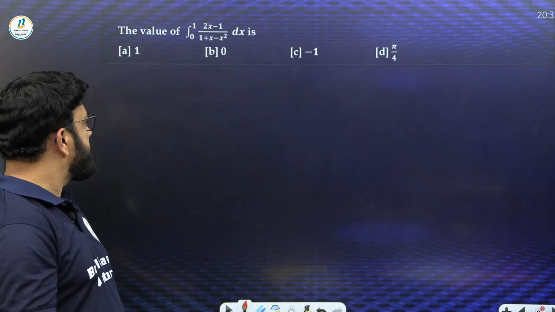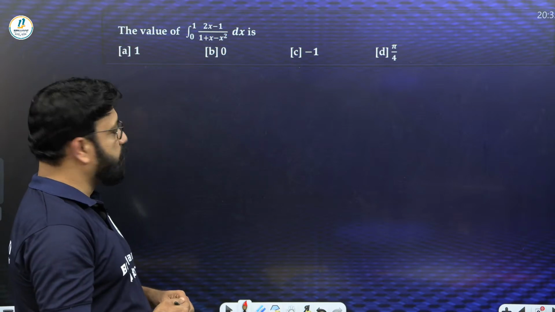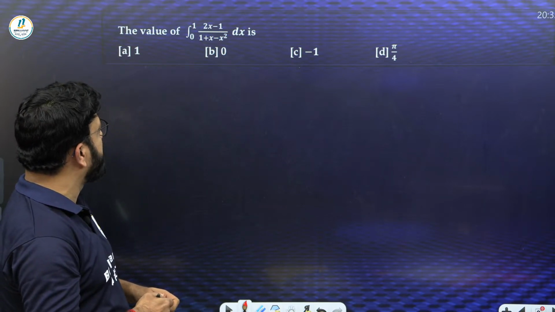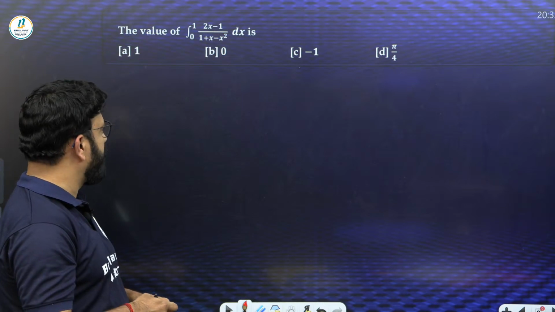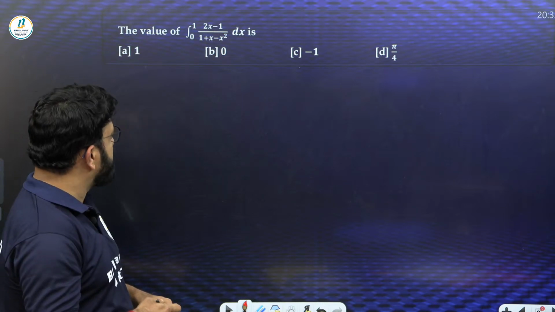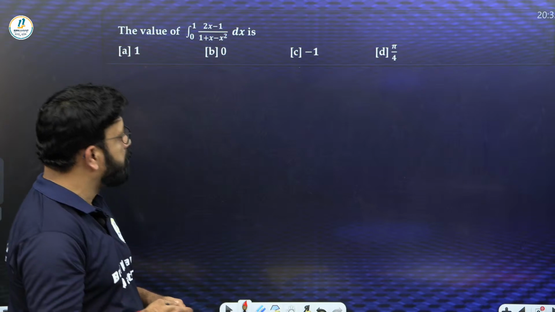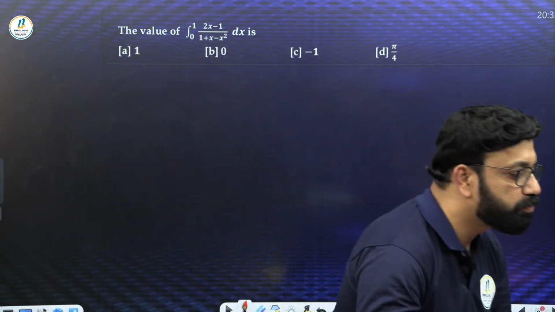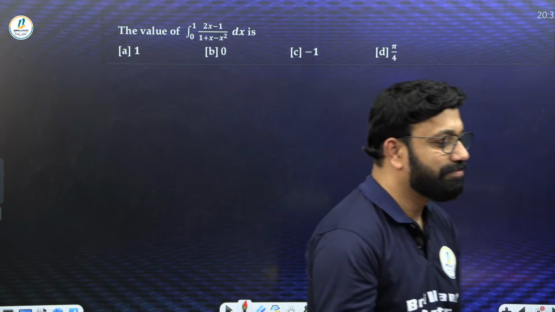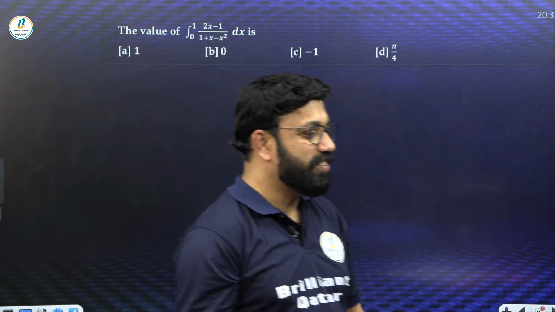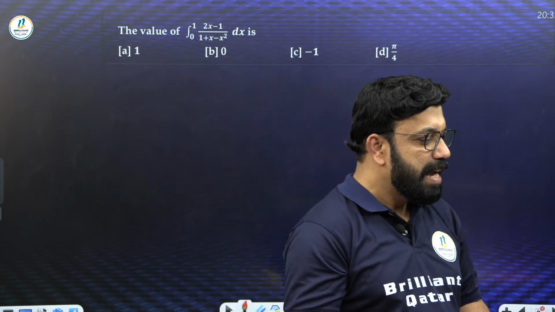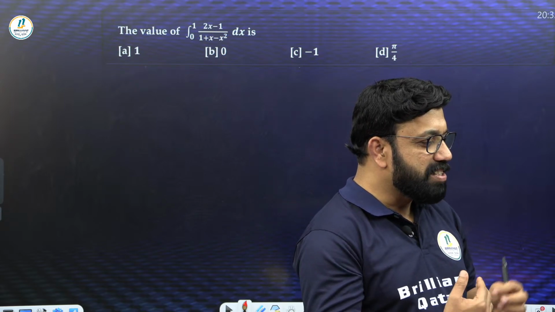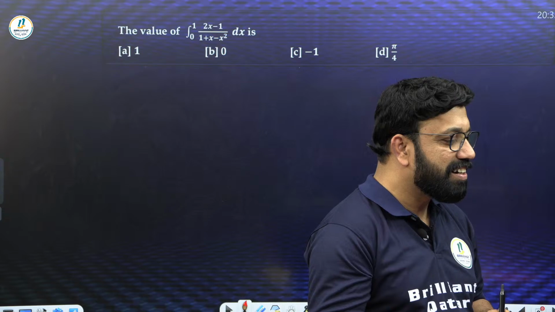Integral of 0 to 1, 2x minus 1 divided by 1 plus x minus x square dx is: option A 1, option B 0, option C minus 1, option D is pi by 4. How to do this one? Very good, easily identified. But are both the same, or are any changes required?